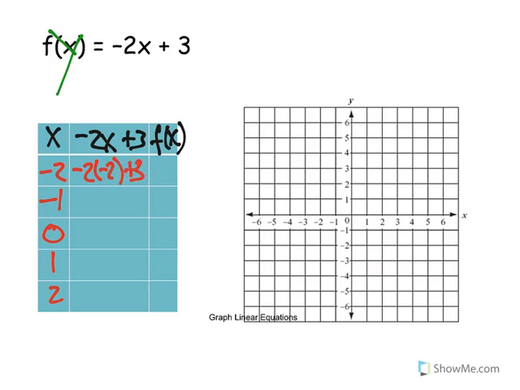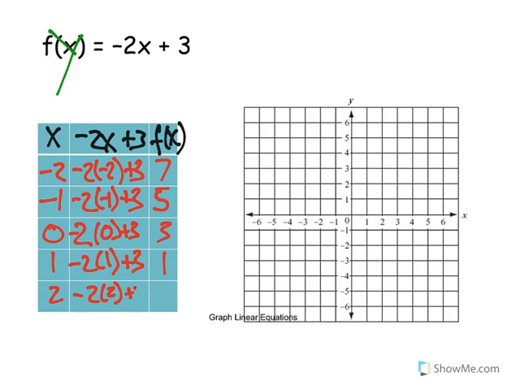-2 times -2 is 4, plus 3 is 7. -2 times -1 is 2, plus 3 is 5. -2 times 0 is 0, plus 3 is 3. -2 times 1 is -2, plus 3 is 1. And -2 times 2 is -4, plus 3 is -1.